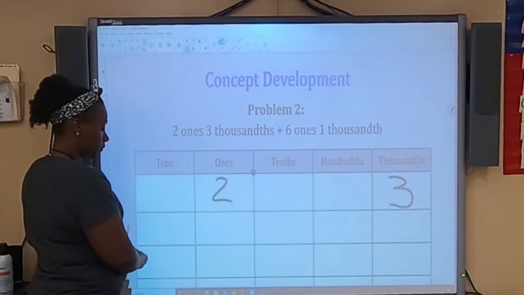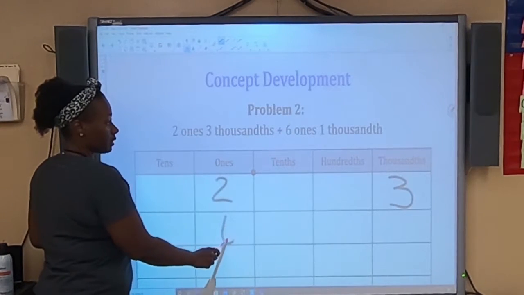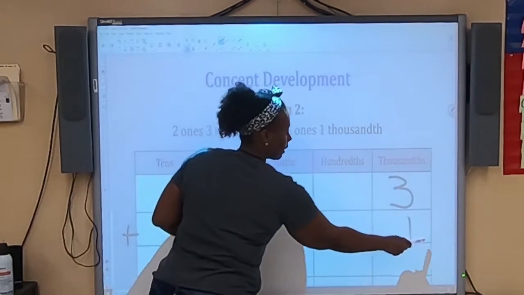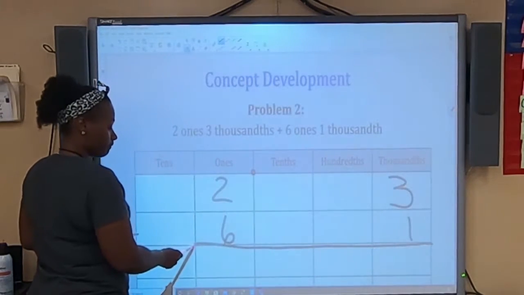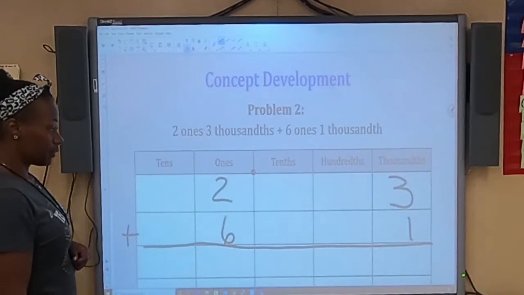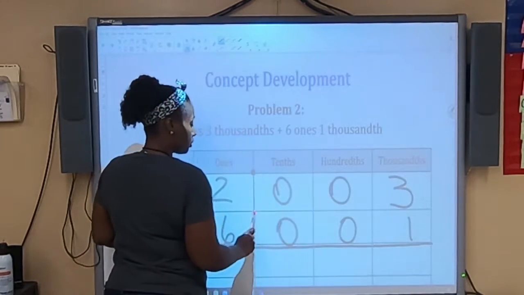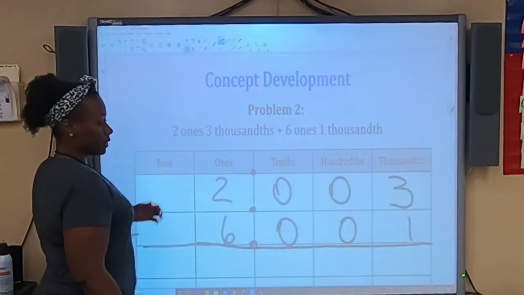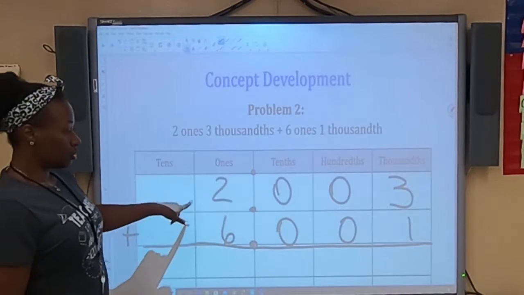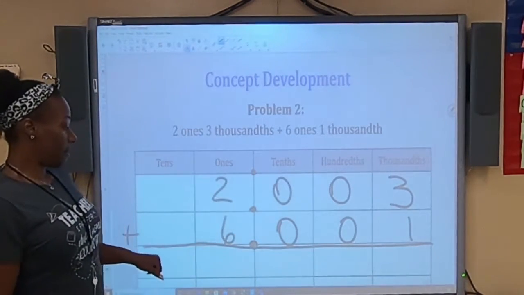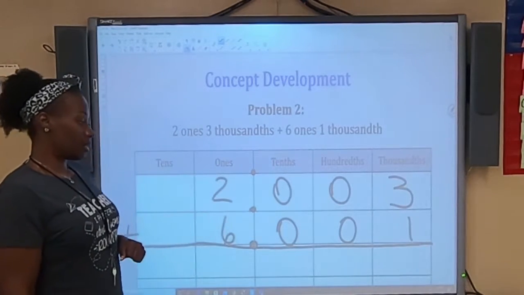Plus, we've got 6 in the ones place, 1 in the thousandths place. Look familiar? I'm going to put zeros as placeholders. Now I have an algorithm: 2 and 3 thousandths plus 6 and 1 thousandth.